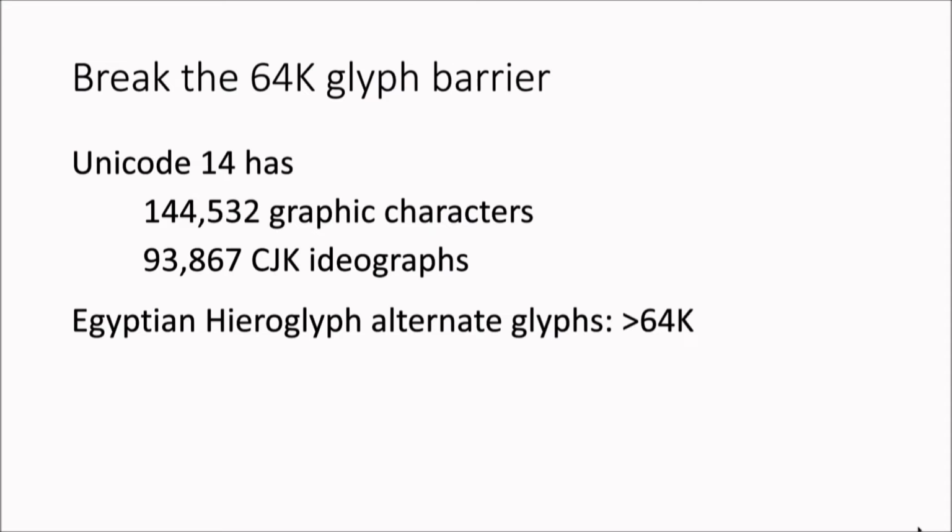So I'll mention three specific ideas. One is breaking the 64K glyph barrier. If you're familiar with how fonts work, you can have no more than 64K glyphs in a single font. We already know that Unicode 14 has over 144,000 characters. Just CJK is over 93,000. So you can't make a CJK font that is complete. And Debbie just mentioned to me this week that for Egyptian hieroglyphs, once the next set of hieroglyphs are added into Unicode, to correctly render that, we'll need more than 64K glyphs. So that's one problem.